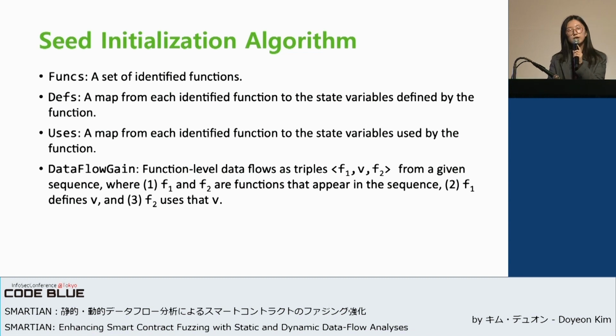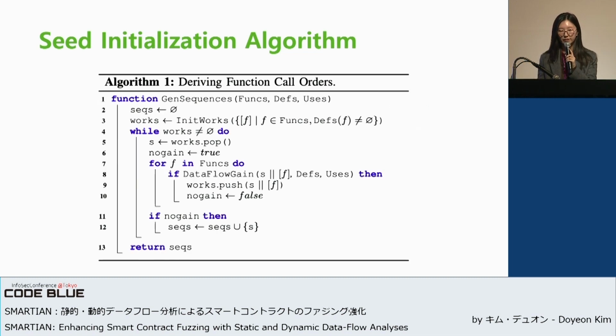Also, there is another variable used in the seed initialization algorithm, which is dataflow gain. It computes function-level data flows as triples F1, V, and F2 from a given sequence, where F1 and F2 are functions that appear in the sequence, and F1 defines V and F2 uses that V. So this is the formal algorithm for seed initialization. It takes in as input the function set, the defined map, and the used map.